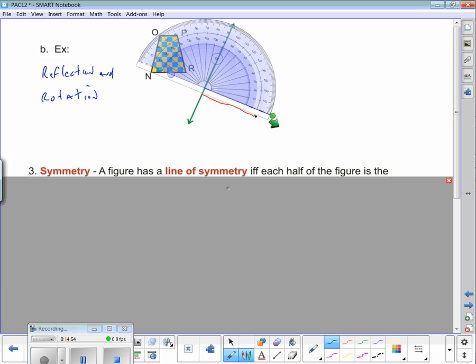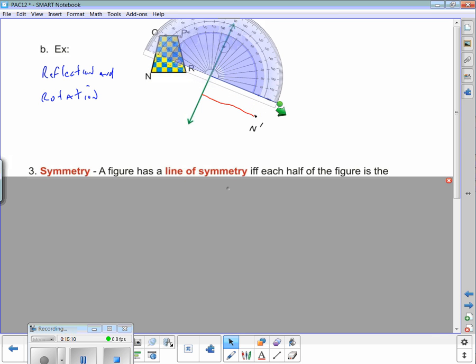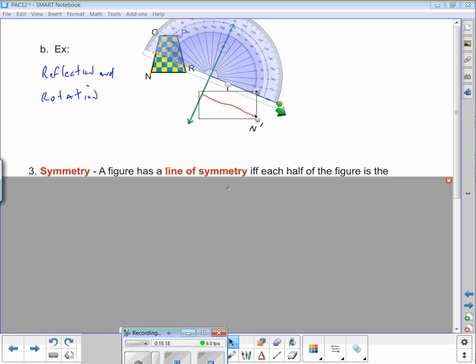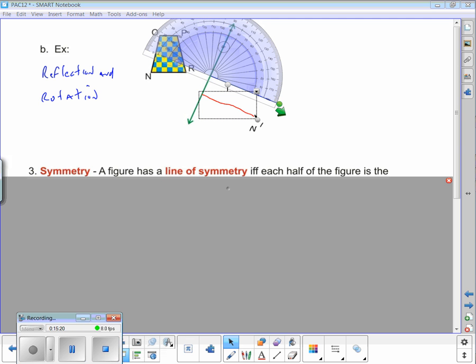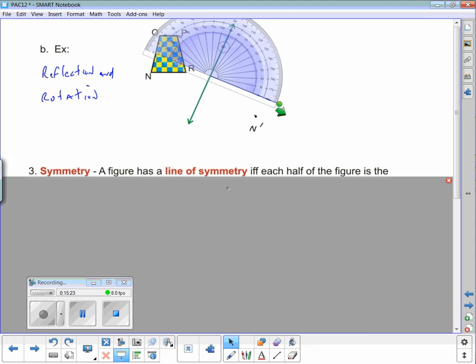And what would I call my new point? Say it if you know it. No. N what? N prime, right? N with the apostrophe, right? And now I'm going to move up to R. And I'm going to erase my N line. If I can get to my X out. Okay. Erase my N line.